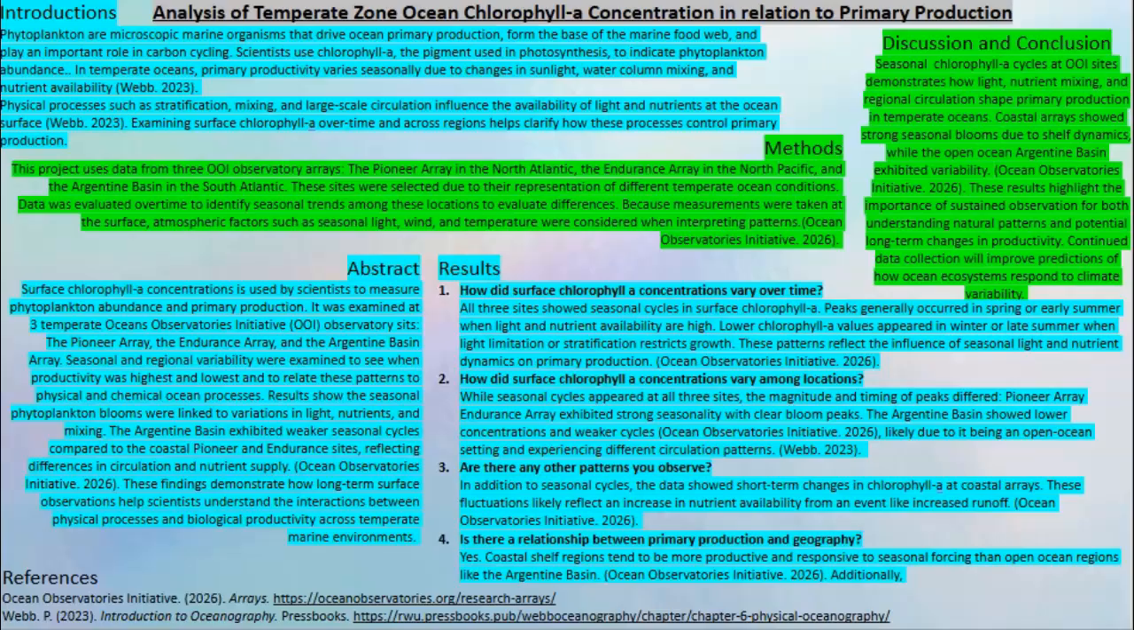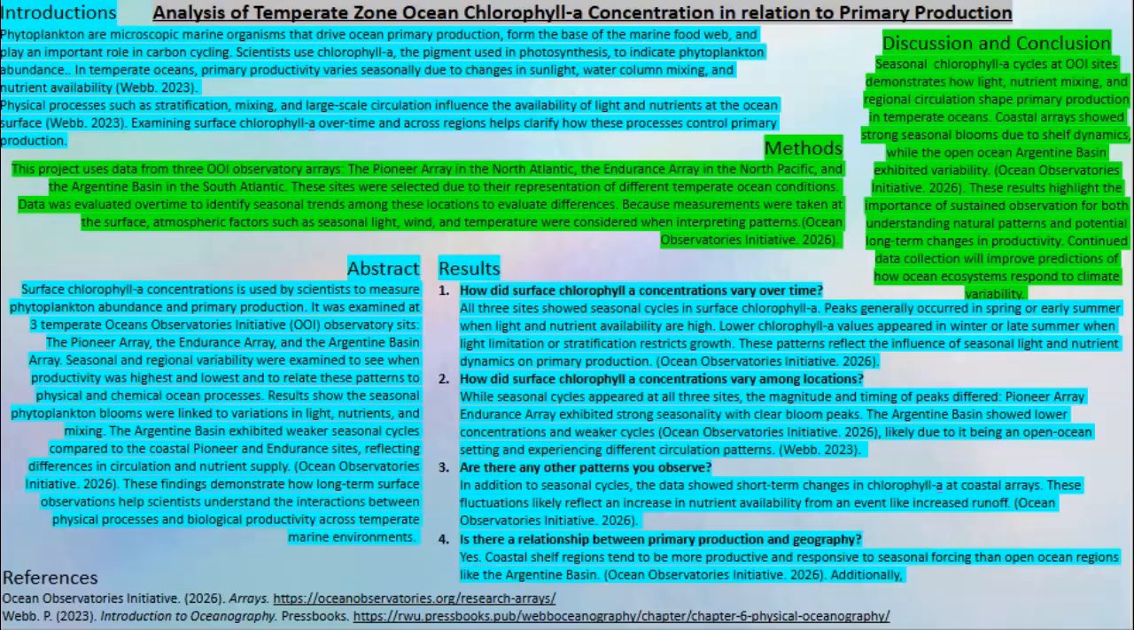Because phytoplankton use chlorophyll A for photosynthesis, scientists commonly use surface chlorophyll A concentrations to measure phytoplankton abundance and overall primary production. In temperate oceans, productivity varies seasonally. Changes in sunlight, nutrient availability, and water column mixing strongly influence when and where phytoplankton blooms occur. Physical processes such as stratification, vertical mixing, and circulation determine how much light and nutrients reach the surface.